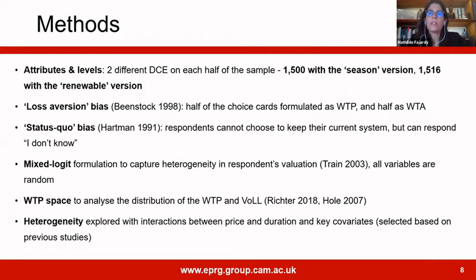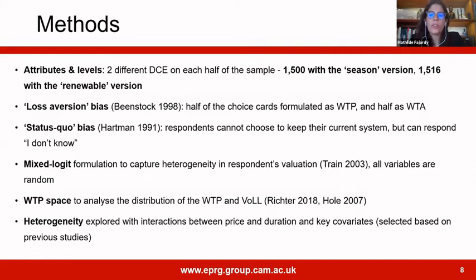A few more words on methods. So there are important choices to be made when designing a DCE. First, obviously, the attributes of the DCE and their levels. So in order to emulate the Ofgem DCE from 2013, we first designed a discrete choice experiment with the same attributes and levels as Ofgem, and we performed that DCE on half of the respondents. And to explore the importance of renewable integration, which was not considered back then, we want to explore that as an attribute, but we don't want to have too high a number of attributes. We then designed another DCE on the other half of respondents, where we replaced the season of interruption by the level of renewable integration in the grid.